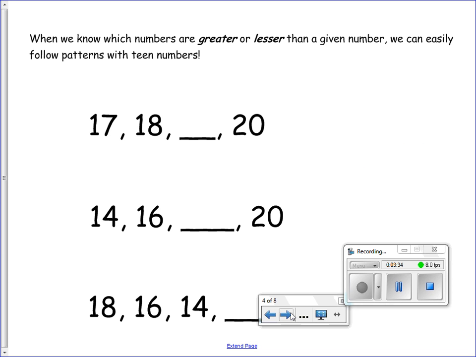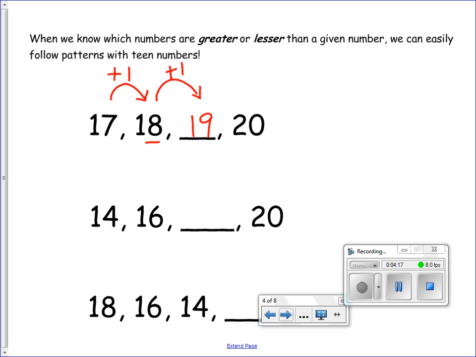When we know which numbers are greater or lesser than a given number, we can easily follow patterns with teen numbers. The first step is to pick 2 numbers next to each other to figure out if my pattern is getting greater or smaller. As you can see, I can't use 18 and the blank because I don't know the blank. So I can use 17 to 18. From 17 to 18, I know my numbers are getting larger, so I know I'm adding a certain number. From 17 to 18, I know I'm adding 1. So to find the missing number, I could add 1 to 18, which would give me 19.